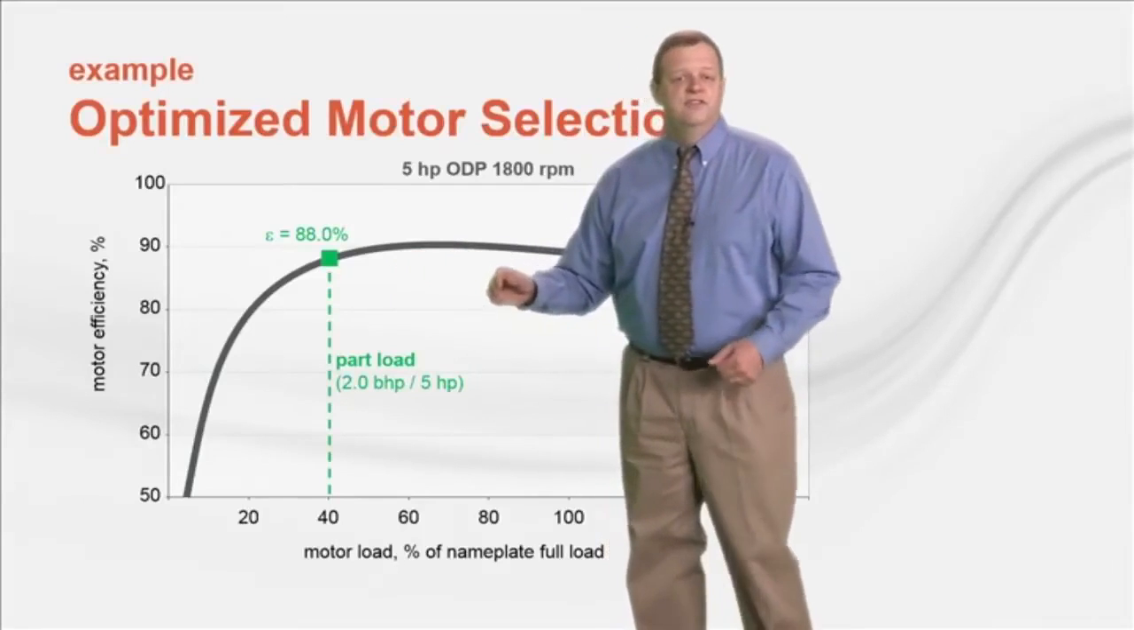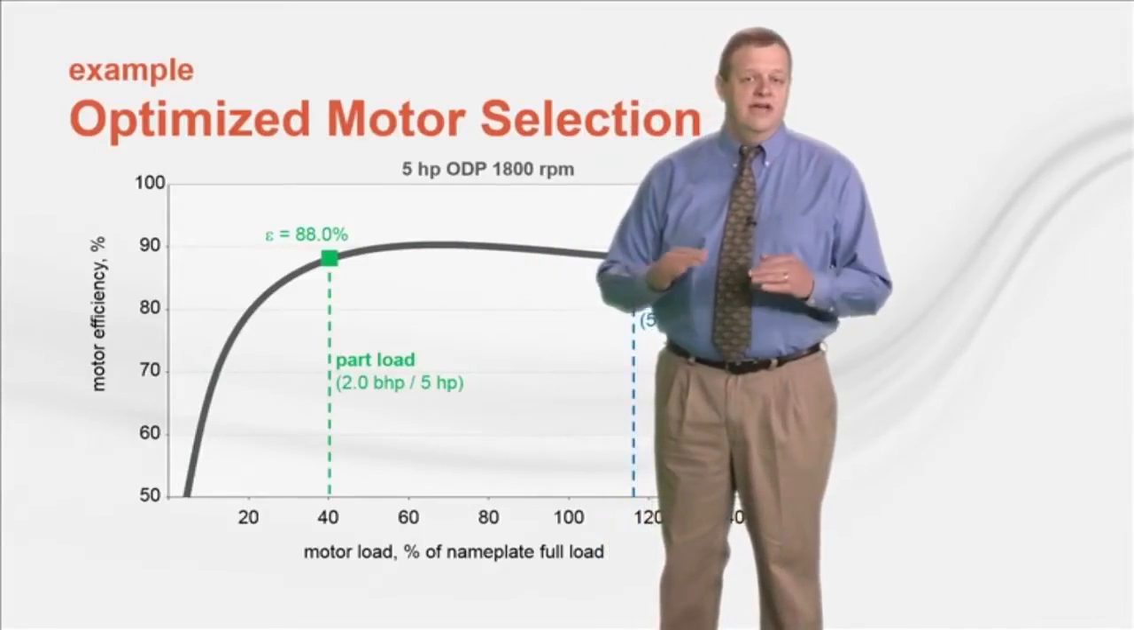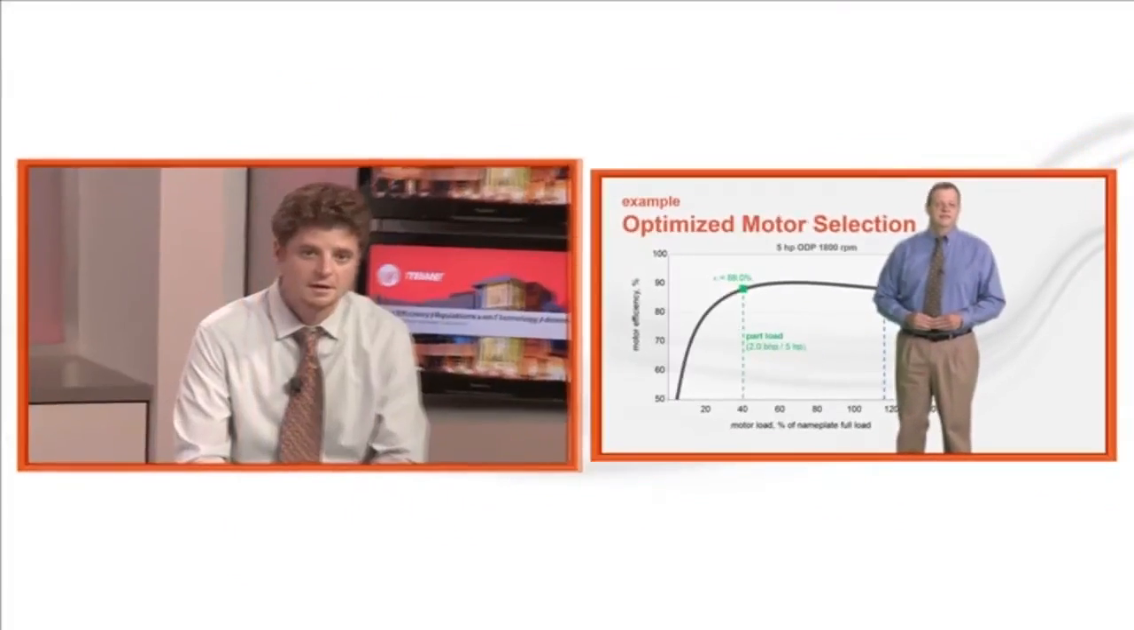And this part load efficiency difference will be even greater at lower fan airflows. Smaller motors are generally less efficient than larger motors. And since an optimized motor selection takes advantage of operation above a motor's full load, it will usually have a slightly lower efficiency at design load, but part load efficiency should be better.